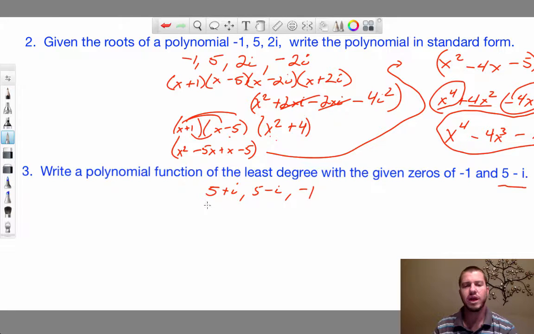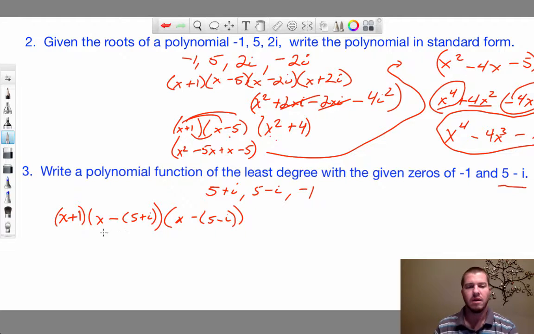This one gets a little bit tricky because the roots are binomials. And when they're just monomials, like negative 1, all you do is x minus the zero. So x minus negative 1 becomes x plus 1. You still have to do the same thing with these. It's x minus, but it's minus that whole binomial. And then x minus, and that's going to be 5 minus i.